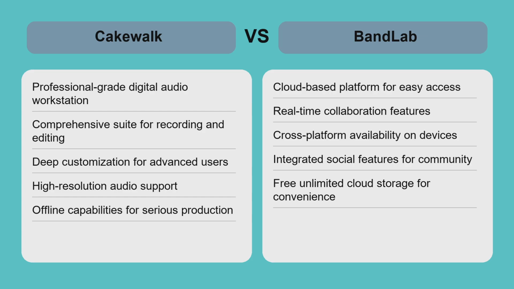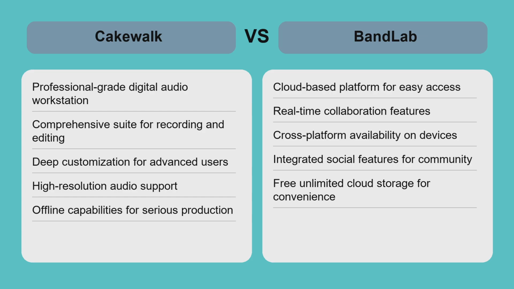Cakewalk and BandLab serve different needs in music production. Cakewalk excels in professional studio environments where detailed editing, plugin variety, and offline stability are essential. It's a great fit for producers with Windows systems who want full control over every aspect of their music. BandLab shines in collaborative and mobile scenarios, allowing musicians to create and share projects instantly with others online. It's perfect for beginners or teams working remotely who prioritize convenience and social features.